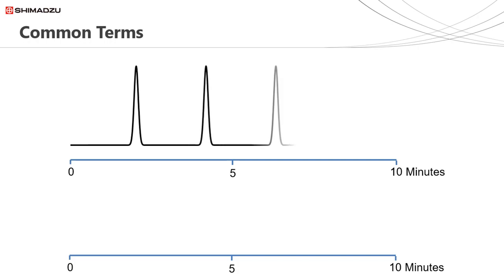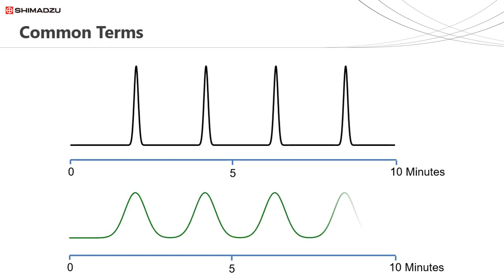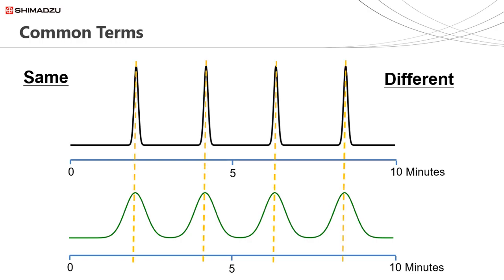The two example chromatograms on the slide show a number of similarities as well as differences. What is the same between the two chromatograms is the retention time, and therefore the retention factor of each of the 4 peaks. We can also say that the selectivity is the same between the two chromatograms. Each peak elutes at the same order.